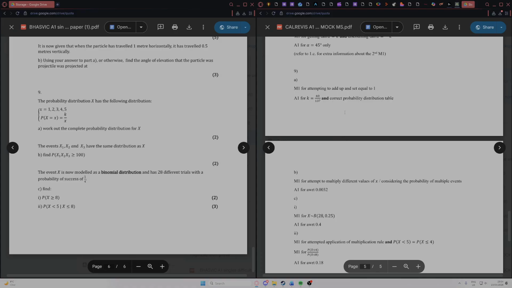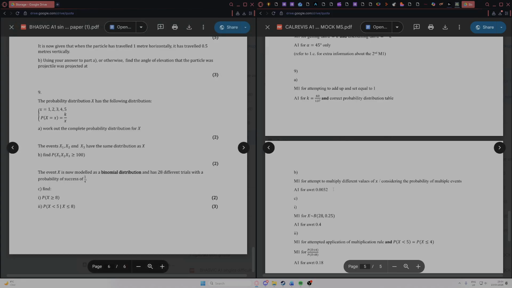which is just going to look like x at the top, p of x equals x on the bottom, and then you just substitute 60 over 137 and then 60 over 137 over 2 all the way up to 5. Now part B, this is a very generous M1 mark here for just attempting to multiply different values of little x or just considering the probability of multiple events in general, and just noting that on the page.